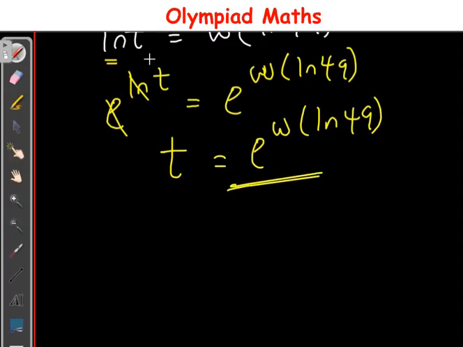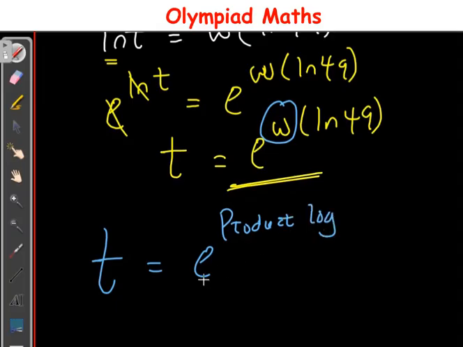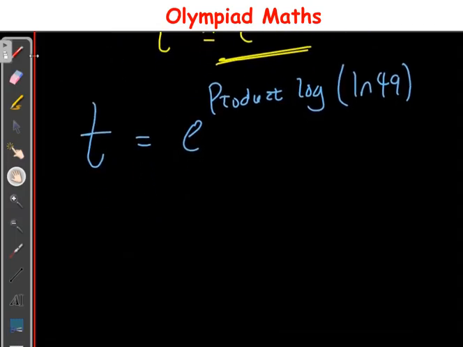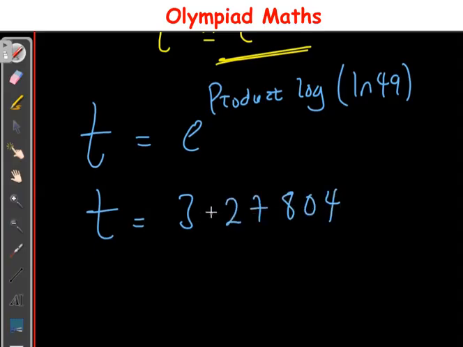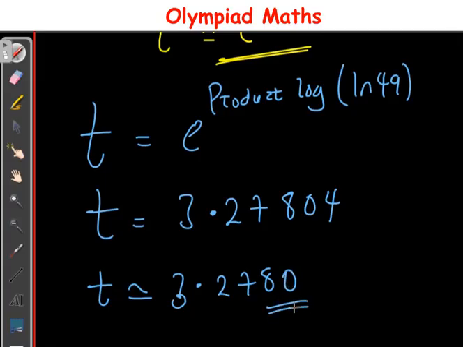But then if you are wondering, okay, why is the value of t not in numerical form? Now, to actually get the numerical form for t, simply in your calculator, press e raised to power. Now, in some calculators, you will not see W, but instead, you will press product log to replace W. So type in product log. So e raised to power product log, multiply it by ln 49. If you do so, what you will see in your calculator, the value of t will be equal to 3.27804. This is in 5 decimal places. So we can approximate it to 4 decimal places, so that the value of t is approximately 3.2780. So this is the value of t right here.